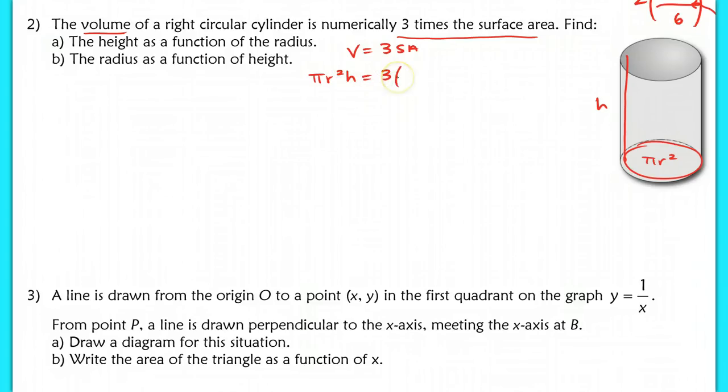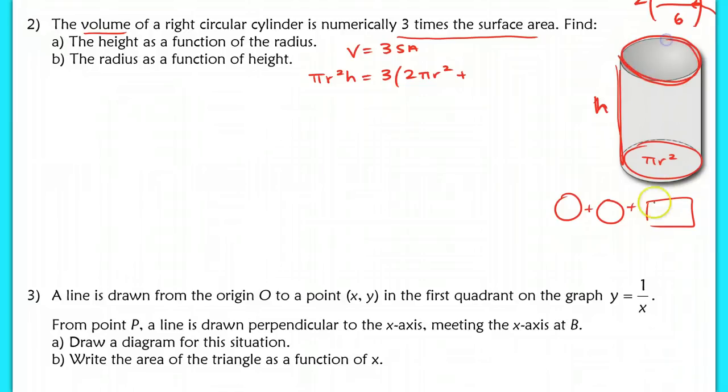That's going to equal 3 times the surface area, and we talked a little bit about surface area before. It's 2 circles plus the rectangle that forms that part that wraps around the circle. So we have pi r squared times 2, because we have 2 circles, plus the area of this rectangle is, the dimension here is still the height, wrapping around would be the circumference, so this is 2 pi r times h. And we'll give you the formula too, but I just wanted to refresh your geometry there. Okay, so we have pi r squared h equals 6 pi r squared plus 6 pi r h.